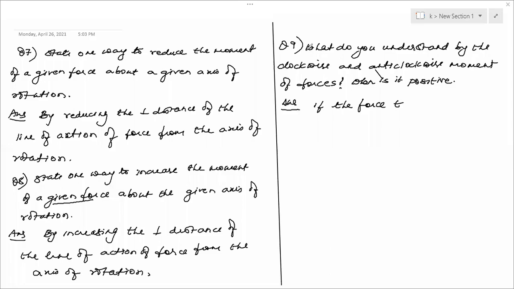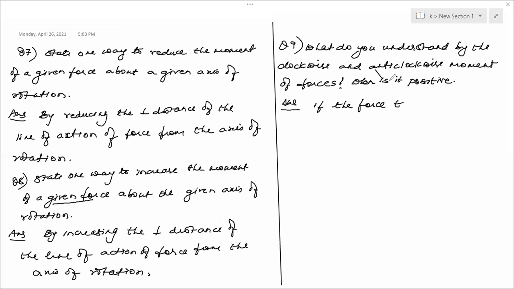Question number 9. What do you understand by the clockwise and anti-clockwise movement of forces? When is it positive? So simple, children. See here. If a force turns a body in clockwise direction, got it? Then the moment of force is said to be clockwise moment of force. And if the force turns a body in anti-clockwise direction, then the moment of force is said to be anti-clockwise moment of force.